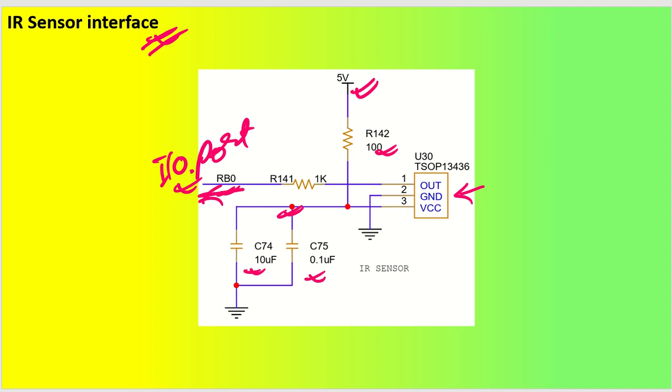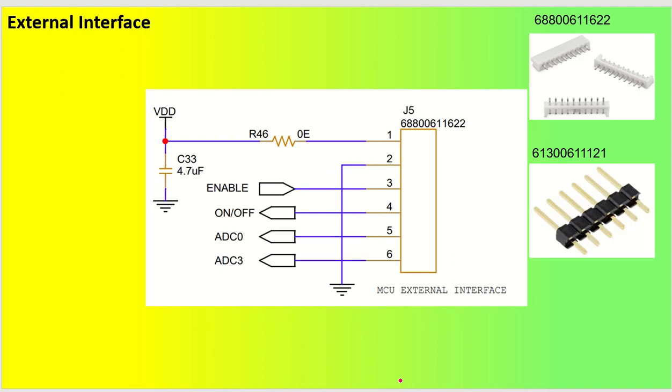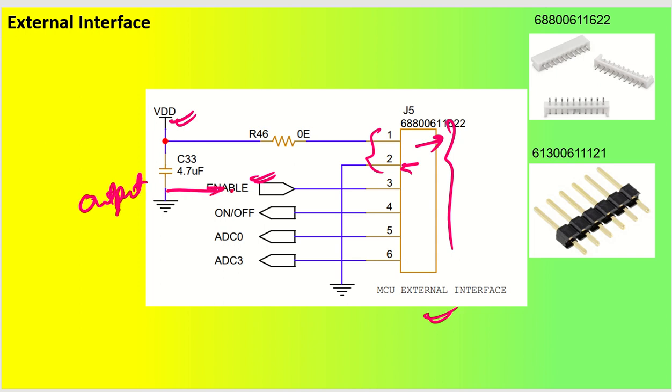Sometimes you need some external interface also. So I have given a 6-pin connector which goes to the external interface, where we have supplied the VDD power supply so that the board can be powered up. At the same time, ground is also taken back, so these 2 pins help power up that board. Another thing is we have an enable signal that we are sending from our microcontroller. So this is acting as an output pin from the microcontroller going to the next board interface. Got it?